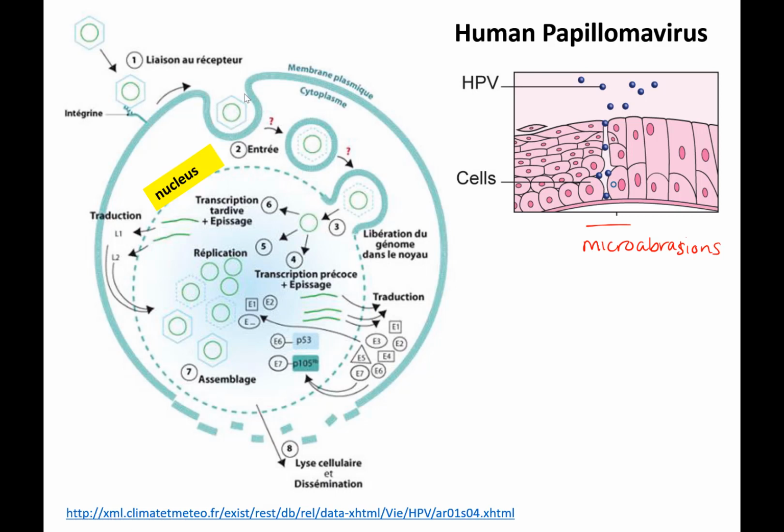Let me look at my notes before I start making these up. It's taken in by macropinocytosis. So the cell is triggered by receptor binding to take in the virus. And then the virus goes to the nucleus.